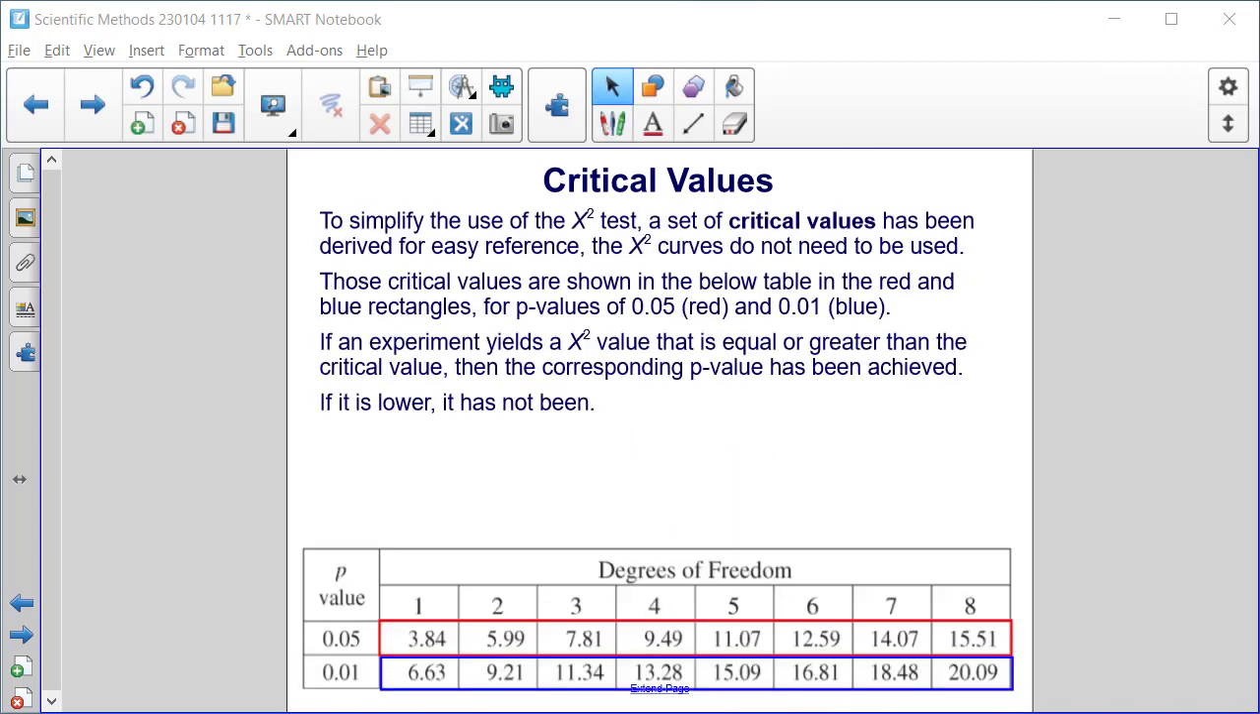To simplify the use of the chi-squared test, a set of critical values has been derived for easy reference. The chi-square curves do not need to be used. Those critical values are shown in the below table in the red and blue rectangles for p-values of 0.05 in red and 0.01 in blue. If an experiment yields a chi-squared value that is equal or greater than the critical value, then the corresponding p-value has been achieved. If it is lower, it has not been.